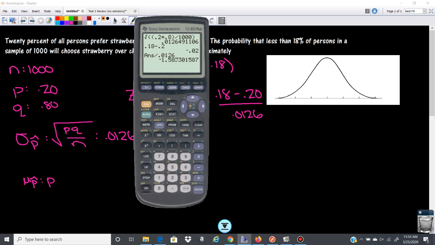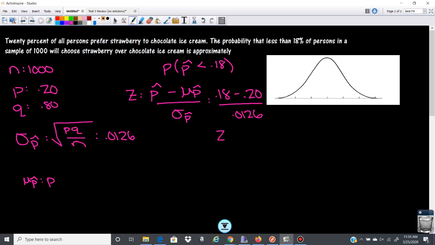That's going to give us our z-score of negative 1.5873. All right, so we have our z-score. Here's 0, here's negative 1.5, probably about right here. And what do we want here? We want less than, so we're going this way. So we want this area right here. We could look that up on our z-chart if we wanted because we're getting areas to the left on our z-chart.